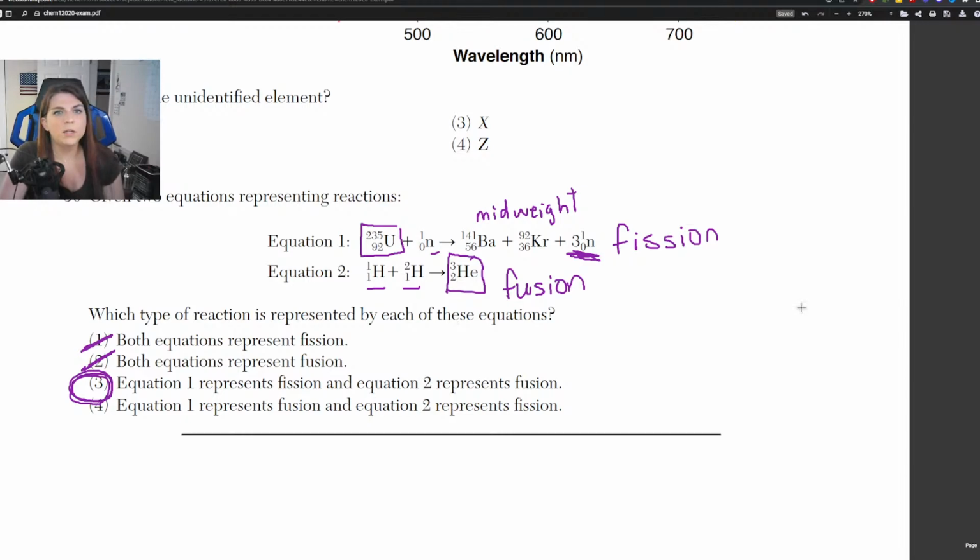Okay, before moving on to the free response, is there anything 1 through 50 that I need to go back to? Ooh, I need to stretch.